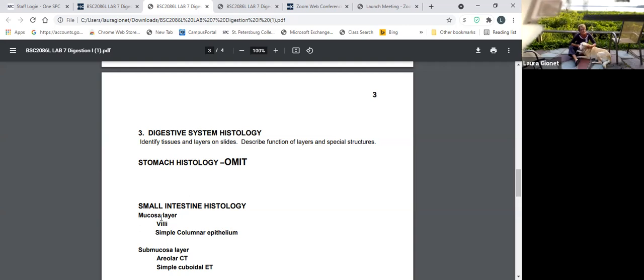We're going to look at the innermost layer that's sort of intimate with the lumen of the tube, and that would be the mucosa layer. Just like in the trachea, you have a mucosa, submucosa. Well, we have a mucosa that's composed of simple columnar epithelium and are found on villi, which are finger-like extensions of mucosa that extend into the lumen.